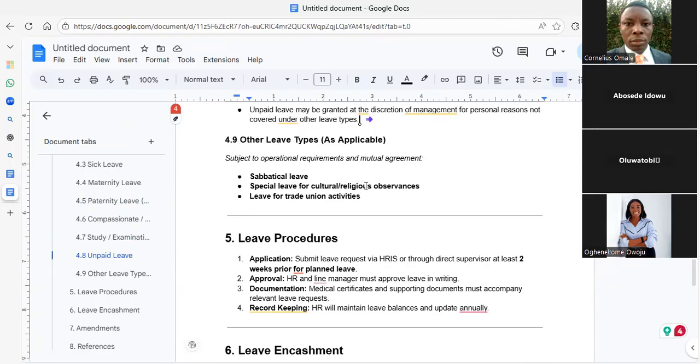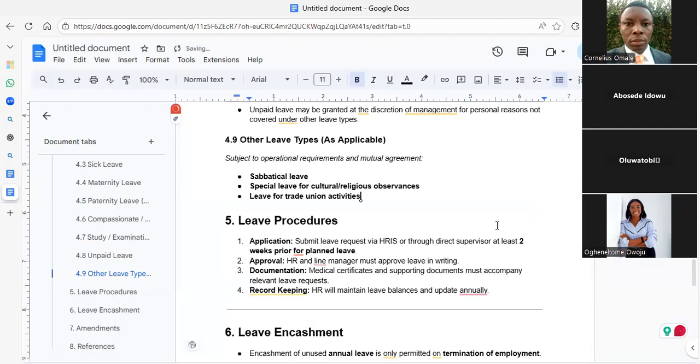You have to go to the management and they will agree and like that. So that is how that works. So other leaves are sabbatical leave, special leave for cultural and religious observation, and leave for trade union activities. So it all depends. So what are the processes?